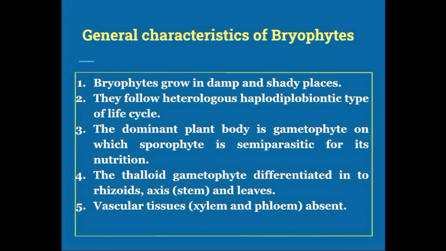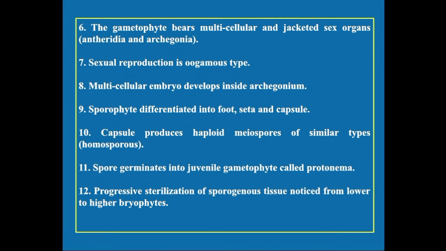The thalloid gametophyte differentiates into rhizoid, axis and leaves. So when we observe the plant body, it is thalloid. Vascular tissues, that is xylem and phloem, they are absent. Means conducting tissue in the form of xylem and phloem, they are absent.